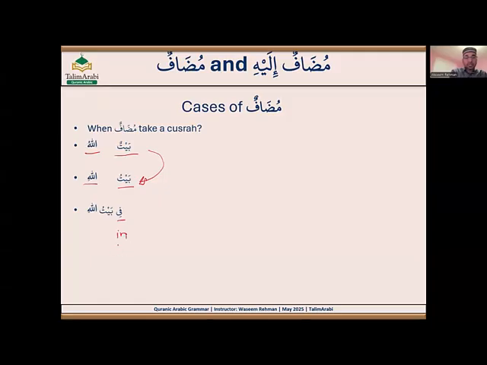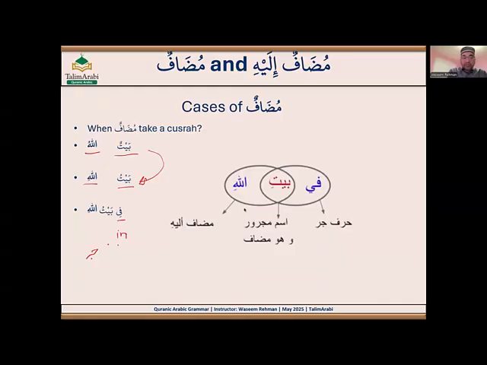This is a harf, so we'll learn it later. Harf jar. Whenever, so I think there's a mistake. If fee is there, then it will be kasra in there. There's a handful of words called harf, and there are about 11 that are the most recurring.